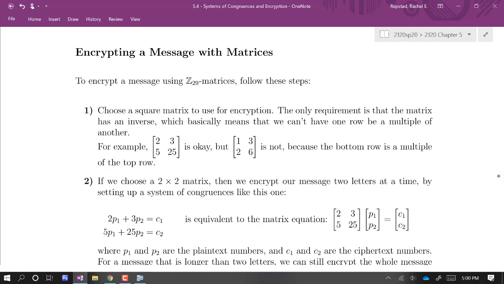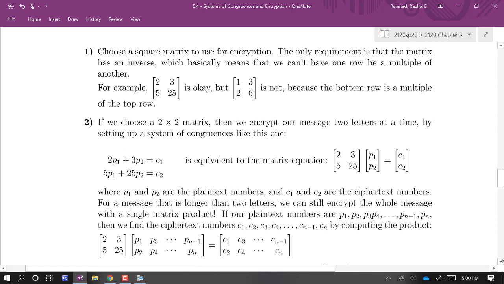So here's how encrypting with matrices works, where we have to choose a square matrix for encryption. The only requirement is that it has an inverse. So we just have to make sure that one row isn't a multiple of another. If we choose a 2 by 2 matrix, that means that we encrypt our message 2 letters at a time. So if we have two plain text letters, P1 and P2, they go in this matrix here. I multiply that column by this encryption matrix, and it gives me the encrypted characters.